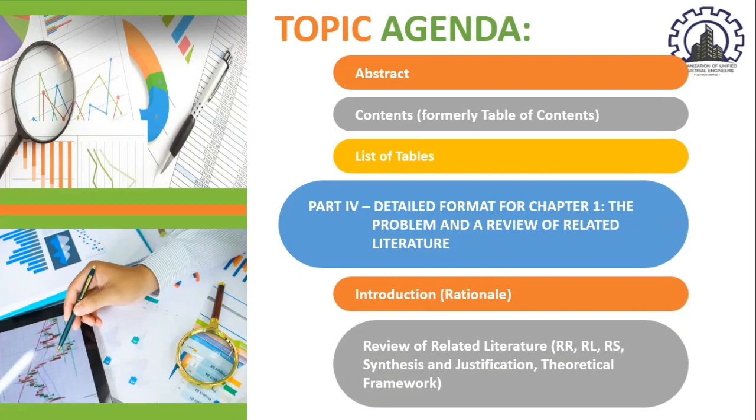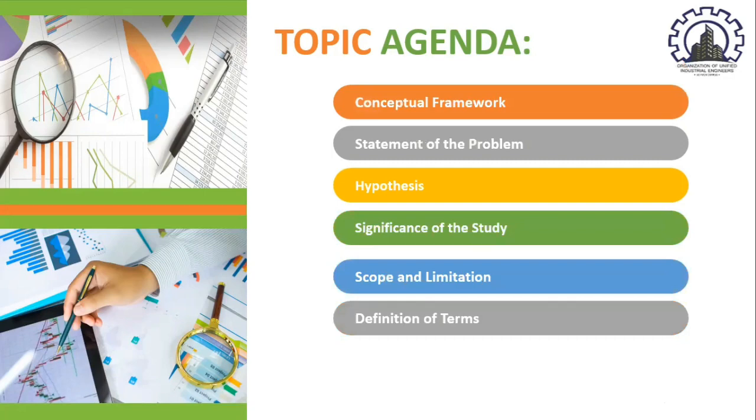And the last part of our discussion would be the detailed format for chapter 1, the problem and a review of related literature, which includes the introduction or the rationale of the study. We also have the review of related literature, which includes RR or related readings, RL or related literature, and RS for related studies. It also includes synthesis and justification and theoretical framework, which is under theoretical background. And also we have conceptual framework, how to create statement of the problem.